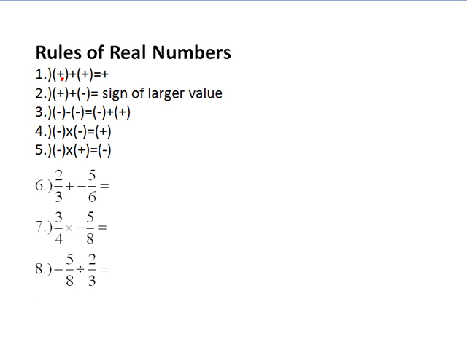When we have a positive plus a positive, we end up with a positive number. When we have a positive plus a negative, we take the sign of the larger value. So if it were 4 plus negative 6, it would be the sign of the larger value, negative 2.